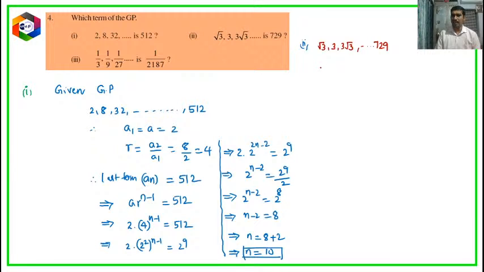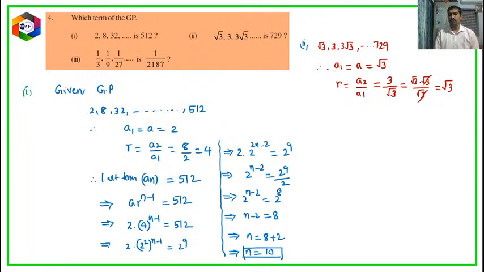Same method again, as I said, it is clearly given that it is a GP. Let us try to identify the first term. So a1 is equal to a is equal to root 3. Okay children. Now what is the common ratio? It is the ratio between second to first. a2 by a1 will be equal to 3 by root 3. Now 3 can be changed as root 3 into root 3, so root 3 into root 3 by root 3. Root 3 will get cancelled, the value will be root 3. So here a is root 3 and r is also root 3.